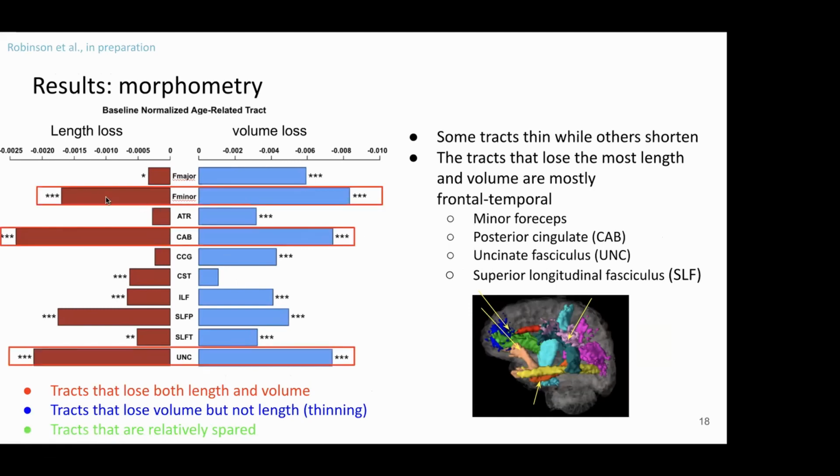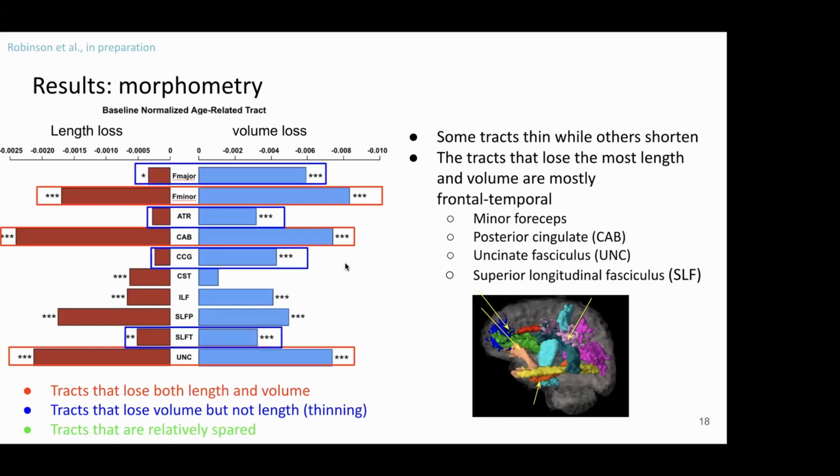In some cases, some tracts lose length and volume, meaning that they get shorter and they thin out. These are mainly the minor forceps, the cingulate angular bundle, and the uncinate. The minor forceps are in the front of the brain, so that's to indicate this anterior to posterior gradient of aging, in which the anterior suffers more, as I mentioned before. But the CAB and the uncinate, as I indicate with this arrow here, are not anterior, they're more temporal. So the temporal lobe, what is its role?